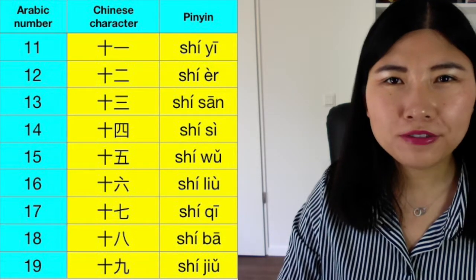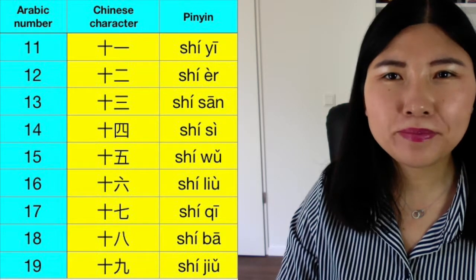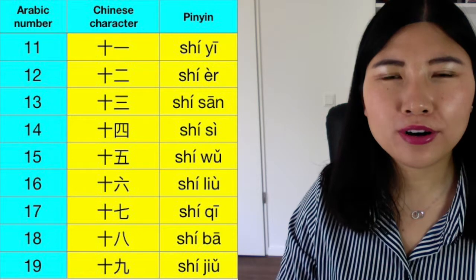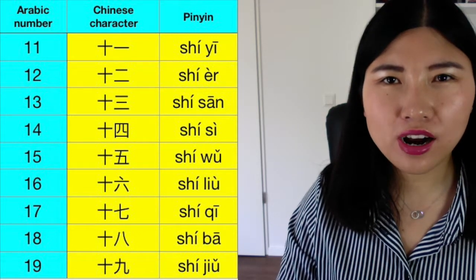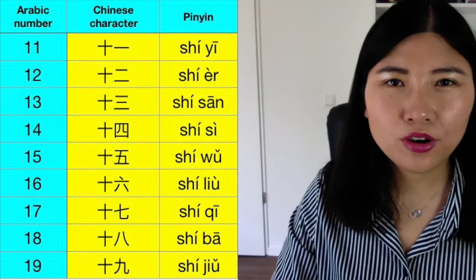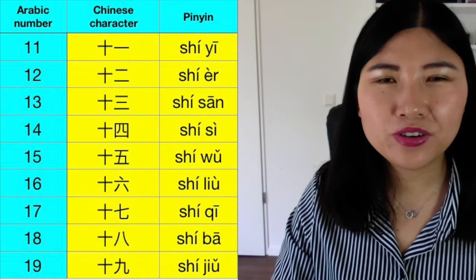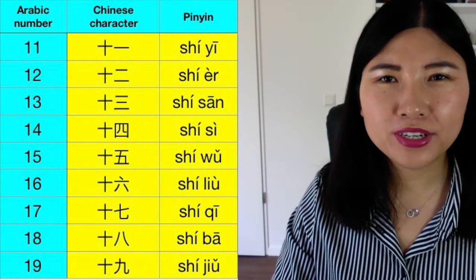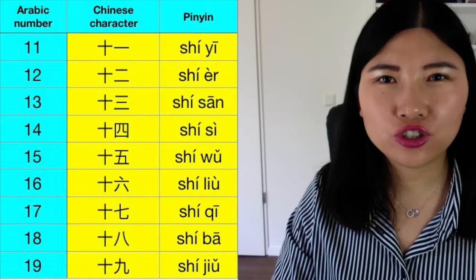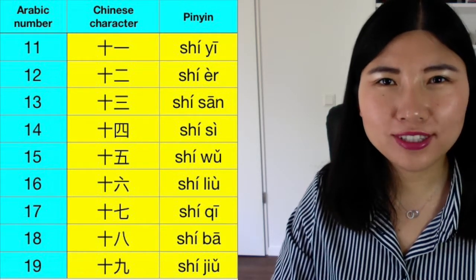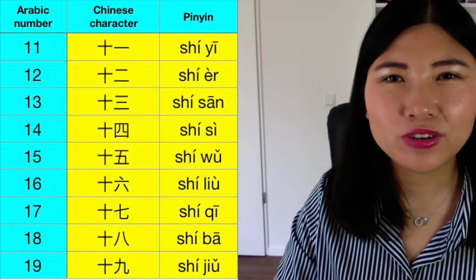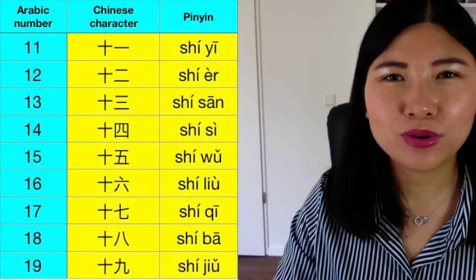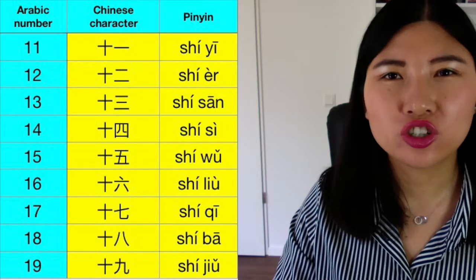12 equals 10 plus 2. So we read 12 in Chinese, 12. 14 equals 10 plus 4. So we read it in Chinese, 14. 18 equals 10 plus 8. So we read it in Chinese, 18.